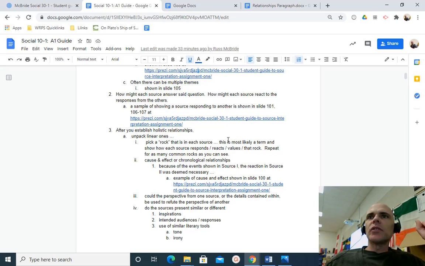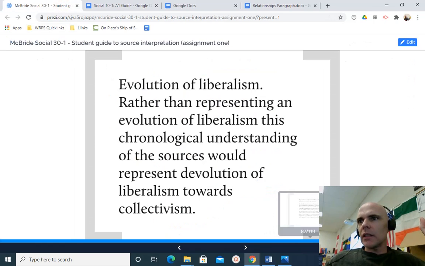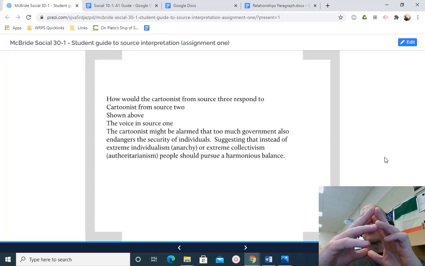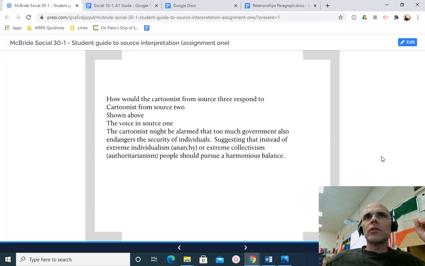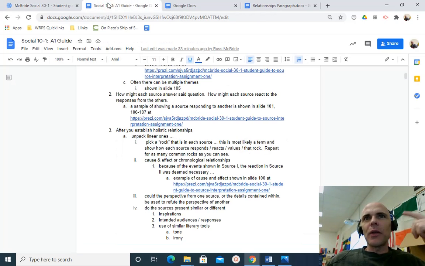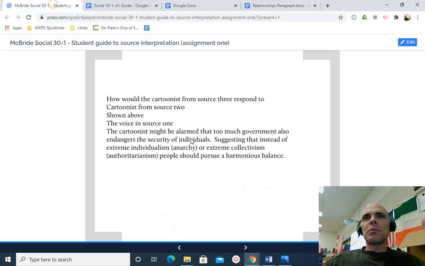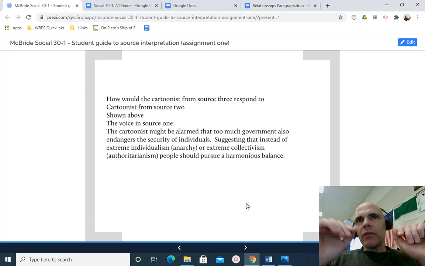A sample of this is also shown in the same Prezi in slide 101. So let's go back to slide 101, take a peek at that. This shows how the cartoonist from source 3 would respond to the source, and then we would have them respond to each other. So when we have them responding to each other, then we would have this slide.